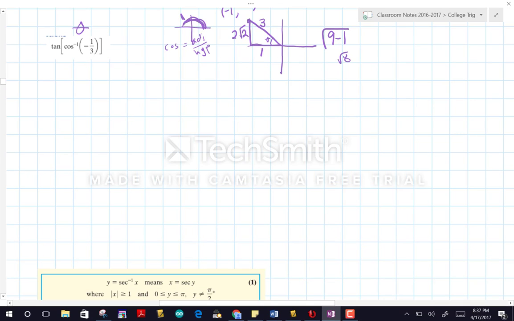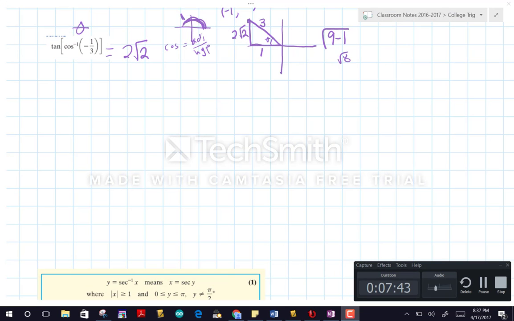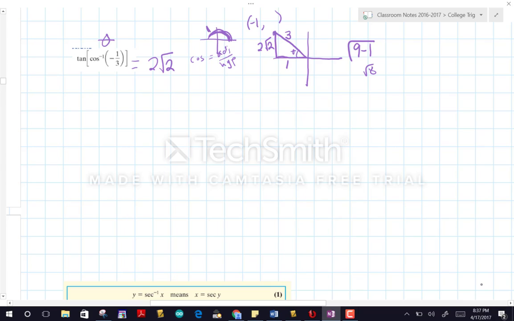So if I want to find the tangent of that angle, remember that tangent's opposite over adjacent. Since the adjacent's 1, that's just going to be equal to 2 root 2. I forgot about the fact that my adjacent was negative. So this is actually negative 2 root 2.